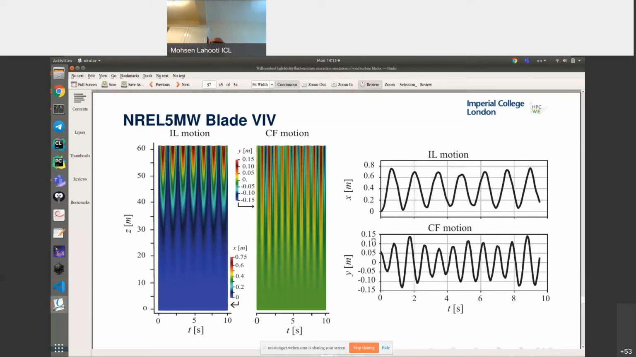However, the amplitude of the vibration is a little bit small, and it may be due to the resolution or the span-wise length that we're using, or most probably the flow condition.